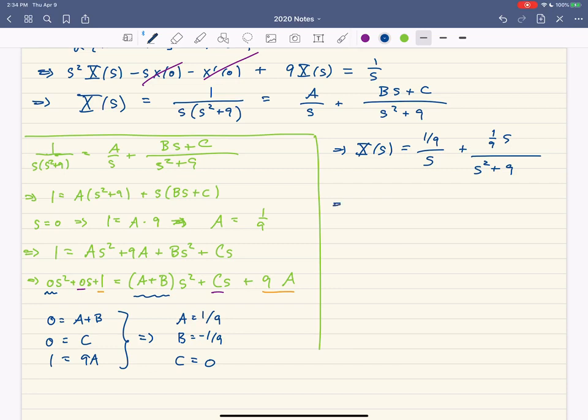And so now we're able to take the inverse Laplace transform of both sides. This is going to end up being 1/9, and the 1/9 s over s squared plus 9 will be 1/9 cosine of 3t, because the inverse Laplace transform of s over s squared plus 9 is cosine of 3t. So there's our solution.